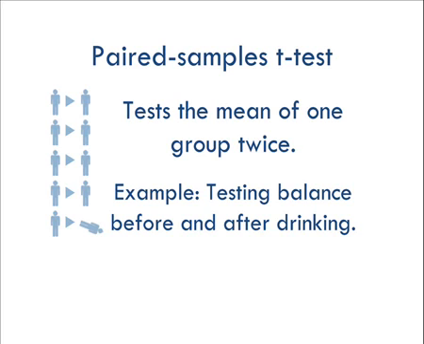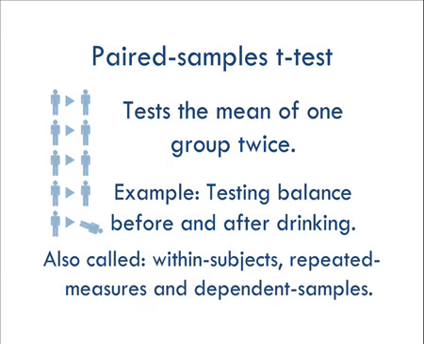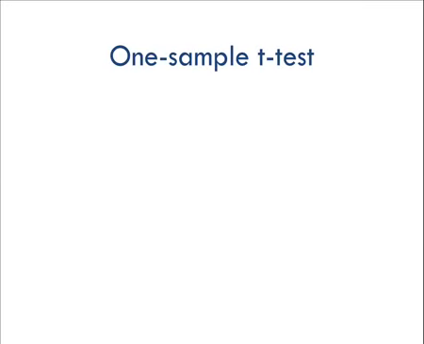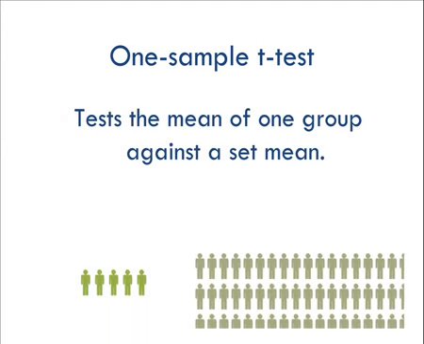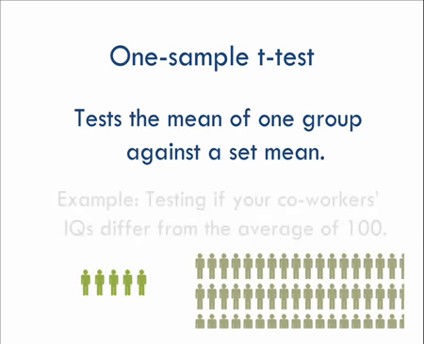Again, paired samples t-tests have a few different names. They're also called within subjects, repeated measures, or dependent samples t-tests. Again, it all means the same thing. The last type of t-test is the one-sample t-test. This is when we only have one group and we want to compare it to a hypothetical value or a known population mean. For example, the mean IQ is 100. You could test if your coworker's average IQ differs from that by using a one-sample t-test.